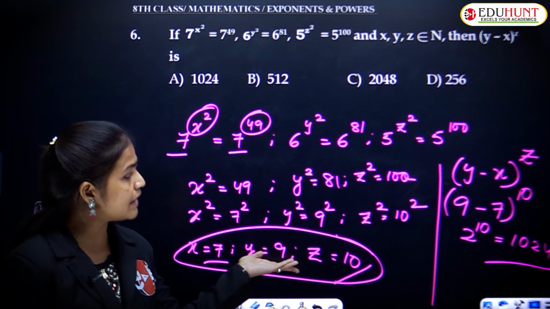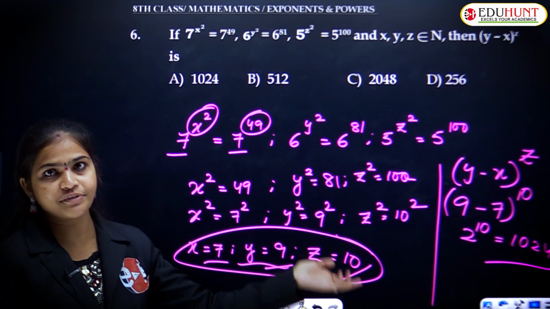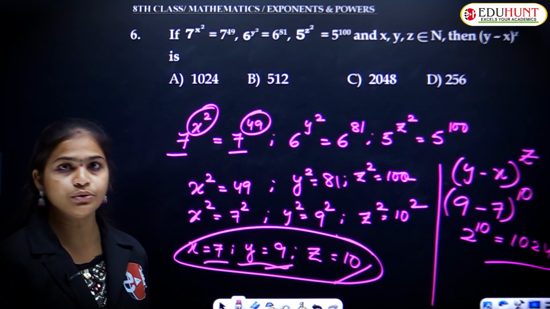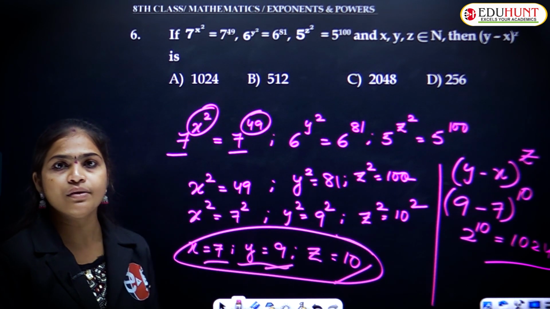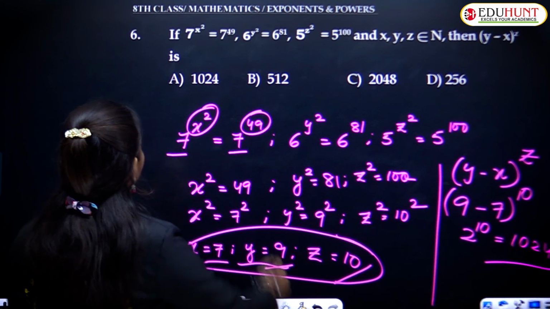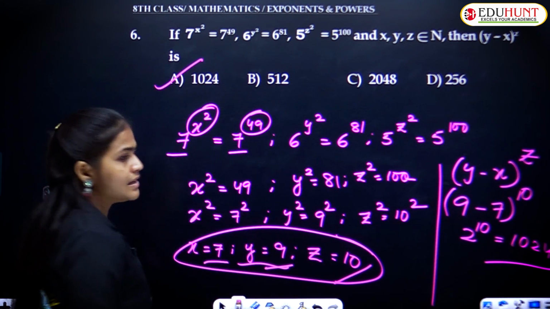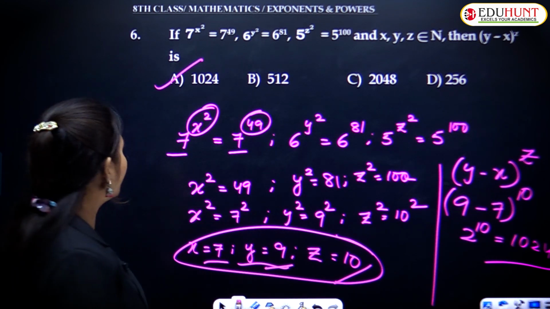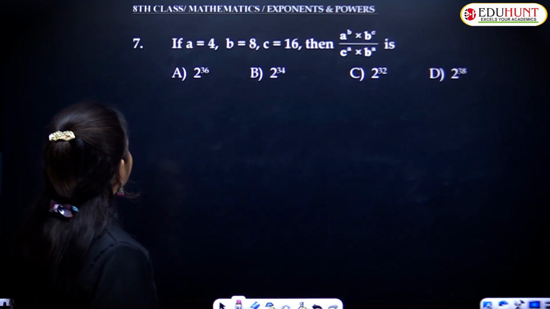If you don't know that value, then 2 power 5 into 2 power 5. 2 power 5 is 32. So 32 into 32, again you will get 1024. So which option is correct here? Yes, option A is true. Okay, let us see the next question.